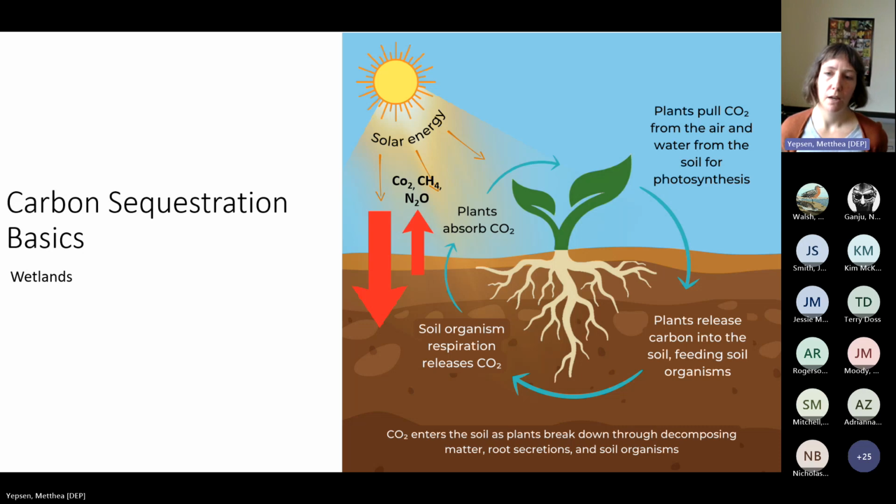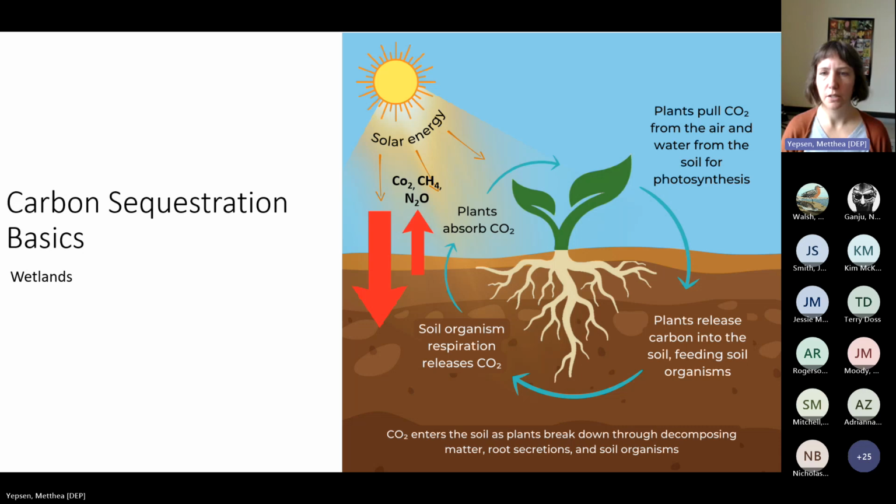So blue carbon is a term that refers to the role that tidal marshes, mangroves, and seagrasses can play in carbon sequestration. This slide has the basics of wetland carbon sequestration, and then on the next slide, I'll get into the specifics that we have settled on for tidal wetlands.